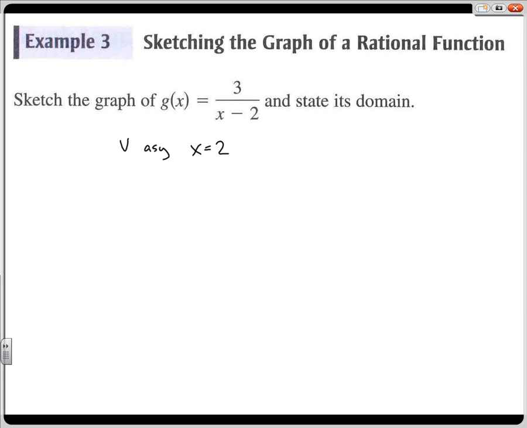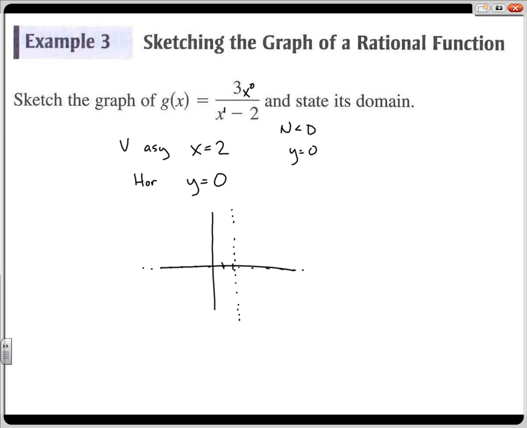I know on this one that my horizontal asymptote is y equals 0. Now why do I know that? Because the degree of the numerator, x to the 0, is smaller than the degree of the denominator. Anytime that the numerator is smaller than the denominator in terms of degree, we say immediately y equals 0. So we're not going to cross y equals 0. We're not going to cross x equals 2.